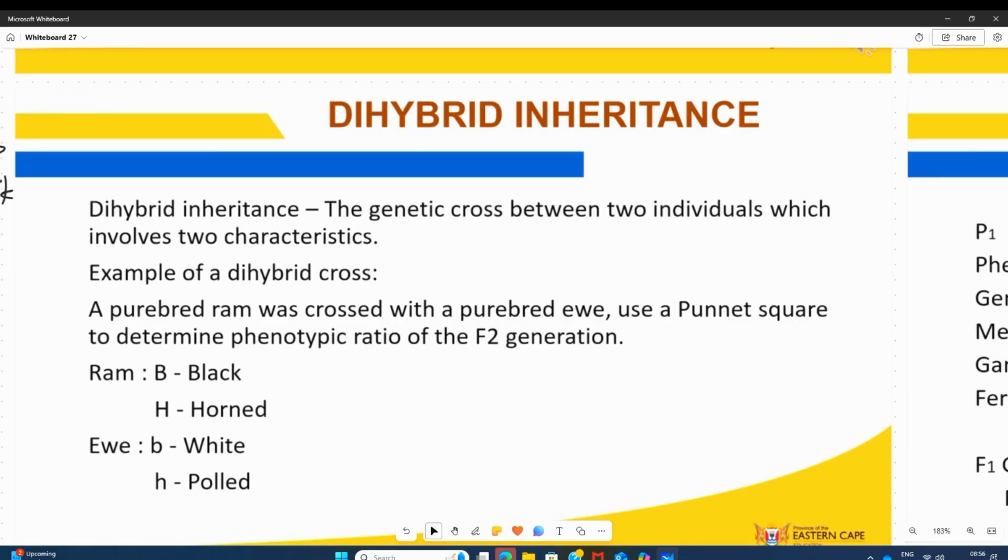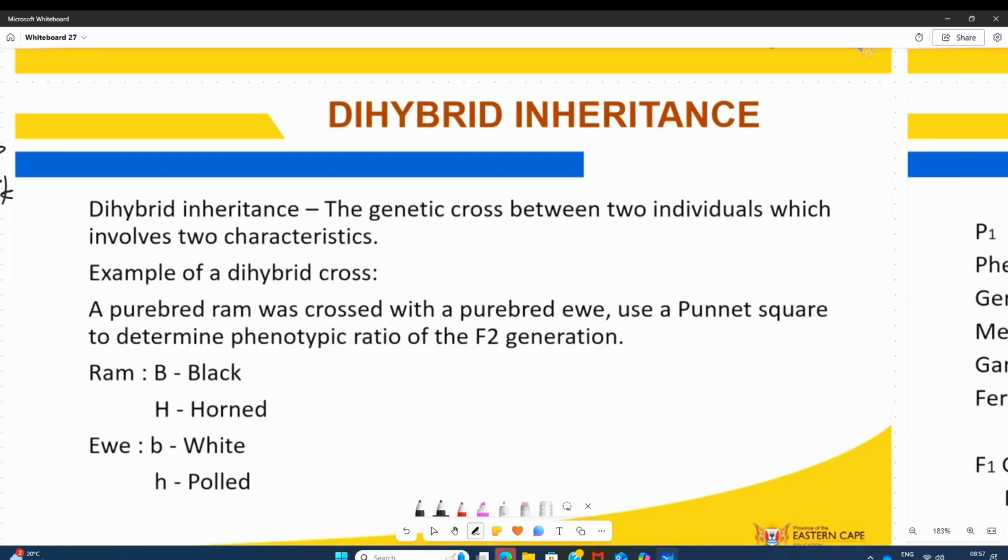A purebred means in terms of the genotype, it is homozygous. Both these animals are purebred, meaning they are both homozygous. A ram, which is a male sheep, and a ewe, which is a female sheep, right? The characteristics we're looking at are the color, that is black, and also horned. The animal has horns or it does not have horns.